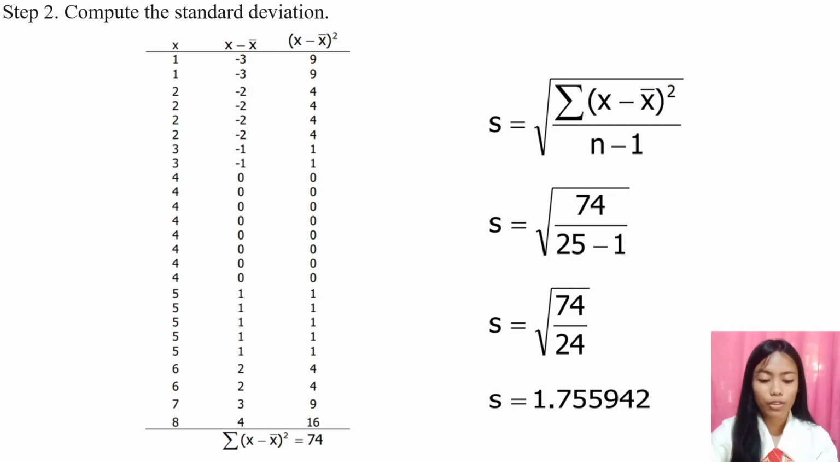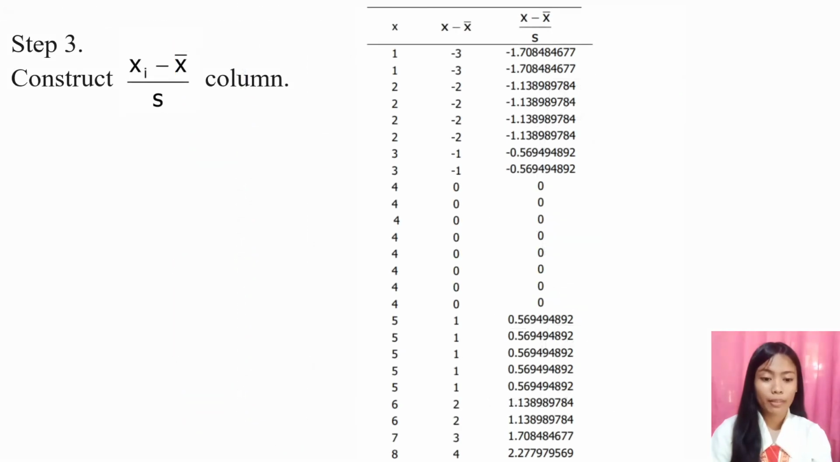S is equal to the square root of 74 divided by 25 minus 1. S is equal to the square root of 74 divided by 24. Therefore, our standard deviation is 1.755942. Step number 3. Construct x minus mean divided by standard deviation.